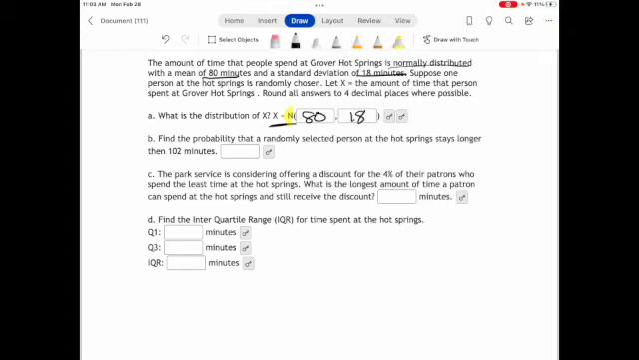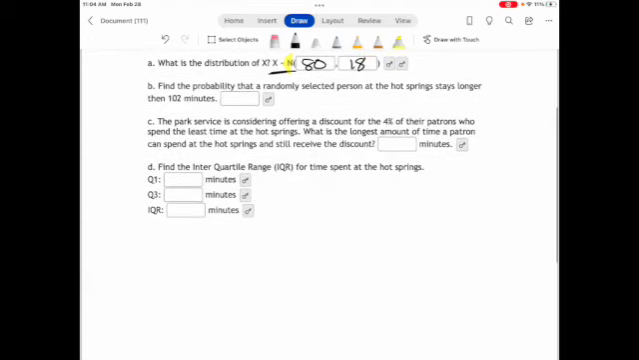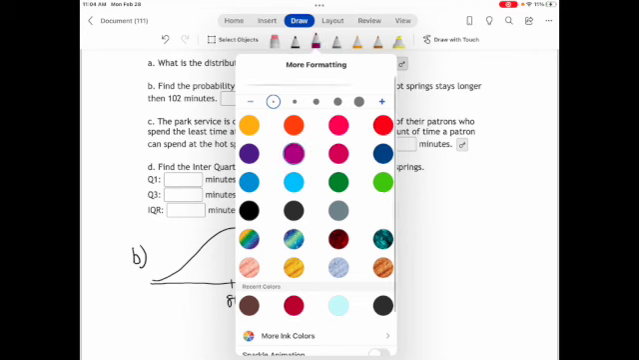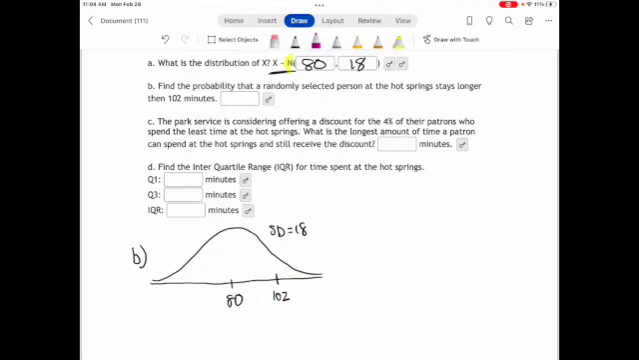Part B says, what is the probability that a randomly selected person at the hot spring stays longer than 102 minutes? So for part B, we have our picture that looks like this. 80's in the middle. Our standard deviation is 18. Longer than 102 minutes means we're looking for this area here. So 102 is to the right of the mean, and we're looking for this area here.